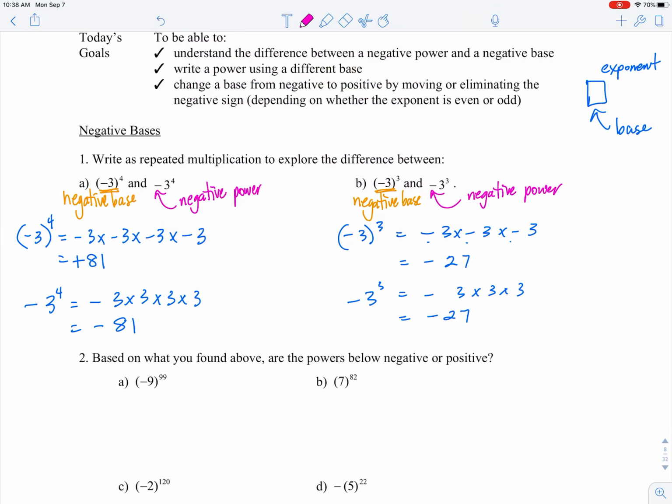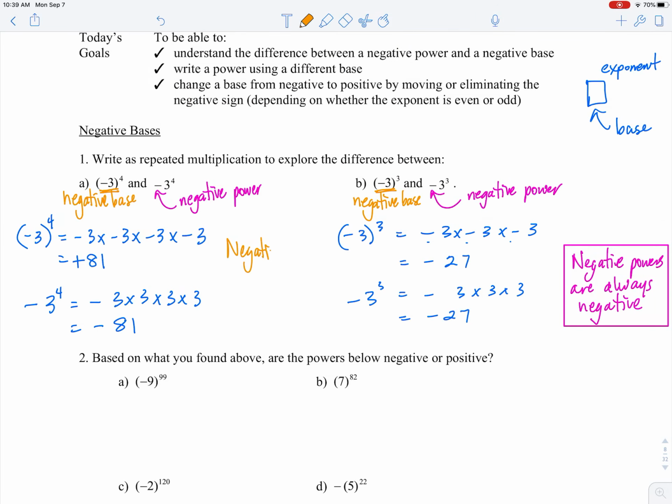I'm going to write this little note over here. Negative powers are always negative. That's sort of one rule. But then if we look at negative bases, the final sign depends on the exponent.